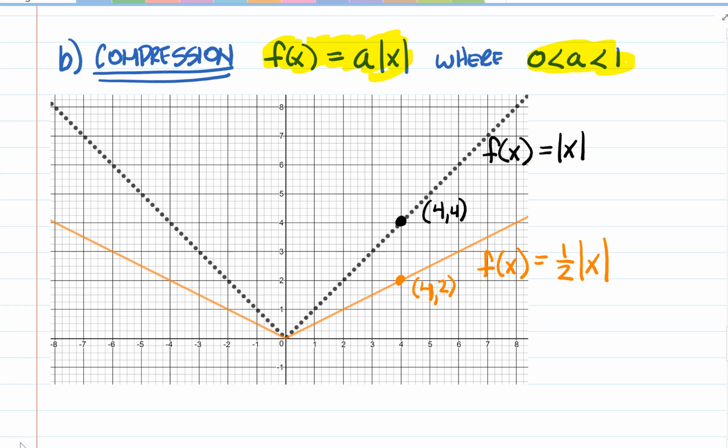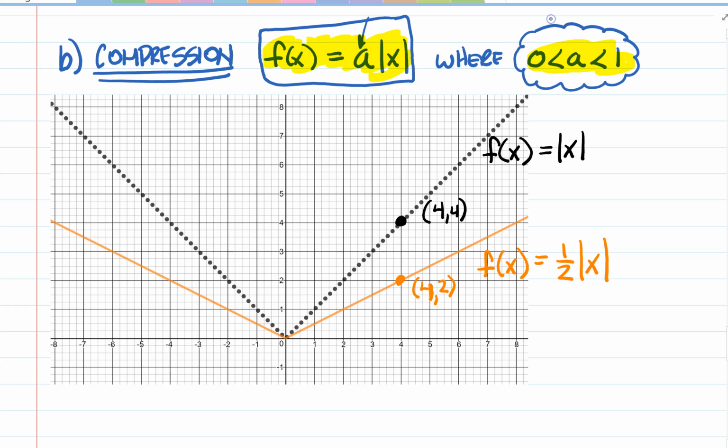Okay, let's compare that to a vertical compression. Again, we're taking an absolute value function and we are multiplying it by a number on the outside, but this time that number is trapped between 0 and 1. So it could be 1/2, it could be 1/3, it could be 2/5, it could be any number between 0 and 1. Obviously not 0 itself and not 1 itself, but a number in between. So let me explain to you in context what that looks like on the graph.